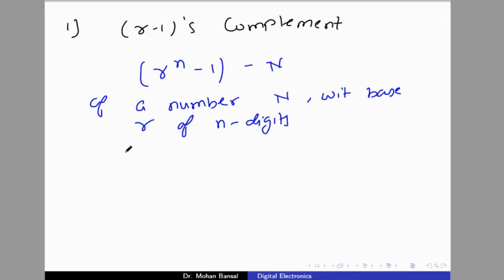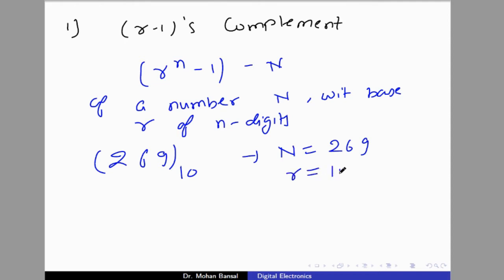For example, if we have the decimal number 269, we can say that the number capital N is 269, small r is 10, that is the base, and small n is 3, because 3 digits are present in this number. To find the R minus 1's complement, we will use this expression.